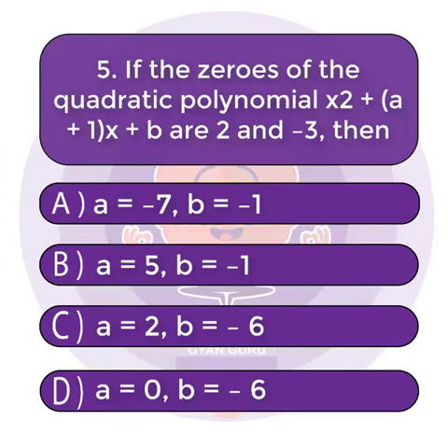If the zeros of the quadratic polynomial x² + (a + 1)x + b are 2 and 3, then: a. a equals −7, b equals −1, b. a equals 5, b equals −1, c. a equals 2, b equals −6, d. a equals 0, b equals −6.